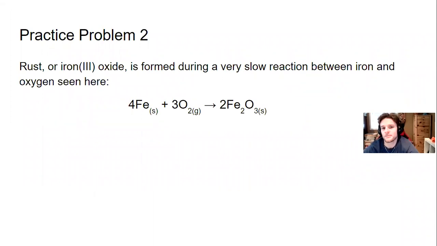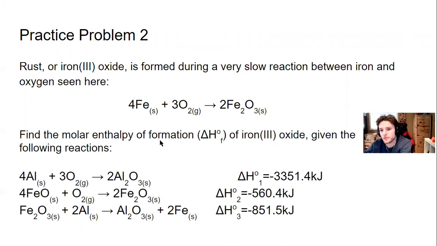So this is our second practice problem, and we are going to be talking about rust. When we think about rust, we might not think about a chemical reaction happening, but there is a very, very slow reaction between iron and oxygen. So rust, or iron trioxide, is formed during a very slow reaction between iron and oxygen, which can be seen here.